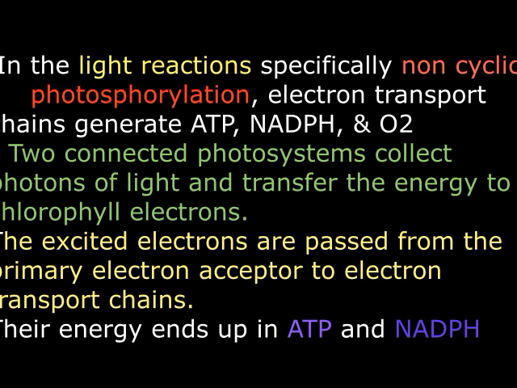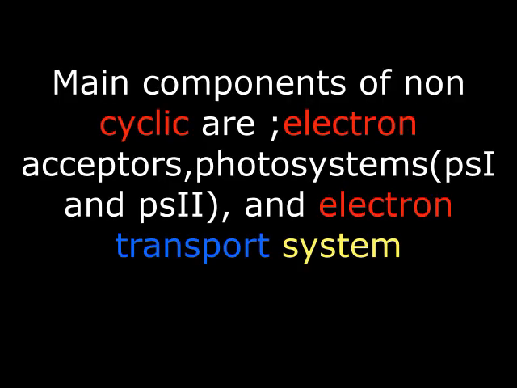Now, when we are looking at the non-cyclic photophosphorylation, remember, it is also occurring in the chloroplast. It is going to be driven mainly by the electron acceptors and photosystems, and then the electron transport system. So we have majorly the components. We are going to look at the photosystems, then the electron acceptors, then the electron transport system.